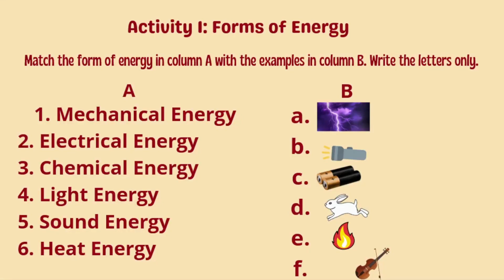Okay, can we check now your work? For number 1, mechanical energy, the correct answer is D, the moving rabbit. How about number 2? What's the answer? Correct. Number 2, electrical energy. The answer is A, lightning. How about number 3, chemical energy? That's right. The correct answer is C, batteries.